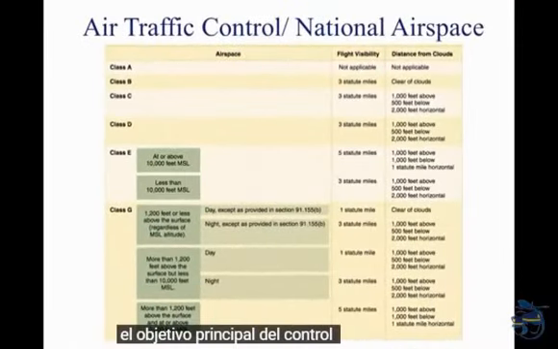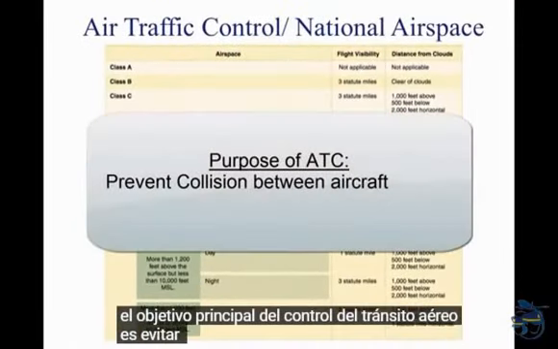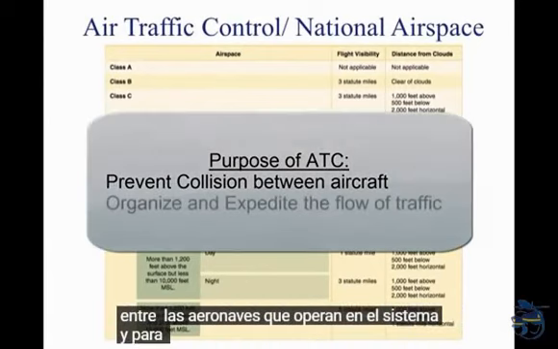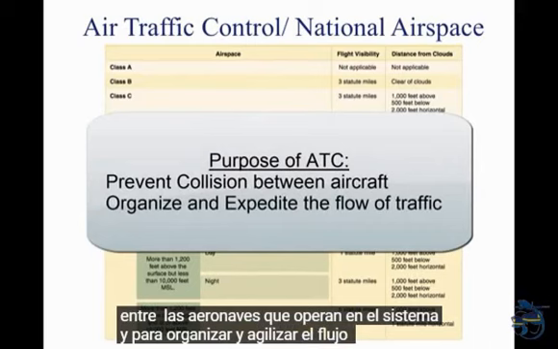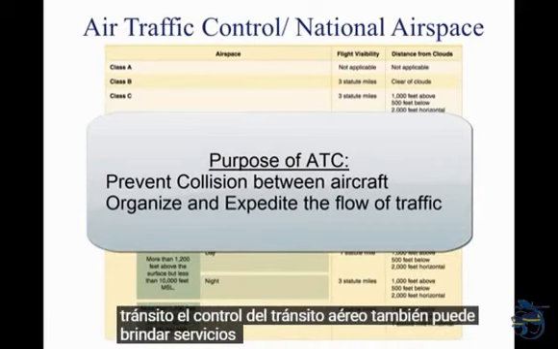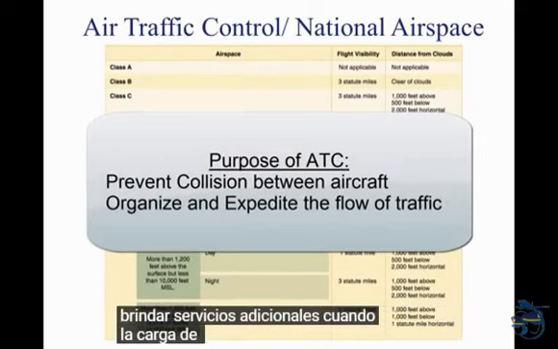The primary purpose of air traffic control is to prevent a collision between aircraft operating in the system and to organize and expedite the flow of traffic. Air traffic control may also be able to provide additional services when the workload permits.